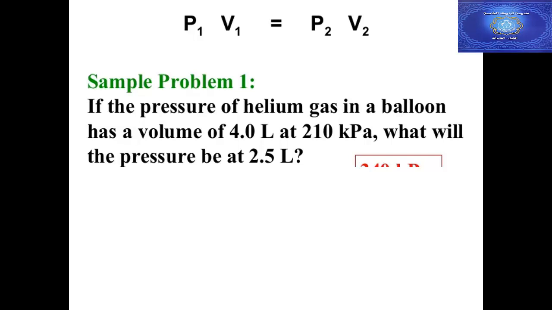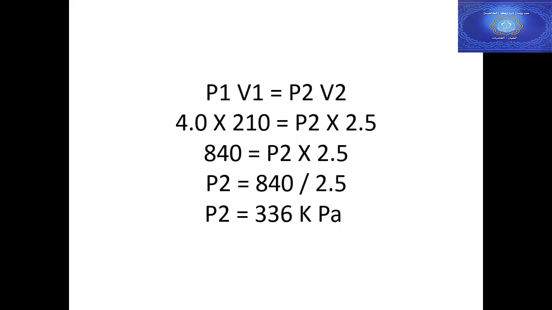We can predict the answer. We said before that the pressure and volume are inversely proportional. In this question, the volume is decreased. It means the pressure increased. So the second pressure should be more than 210. To solve this question, we will use Boyle's law, which states that P1 V1 equal P2 V2.